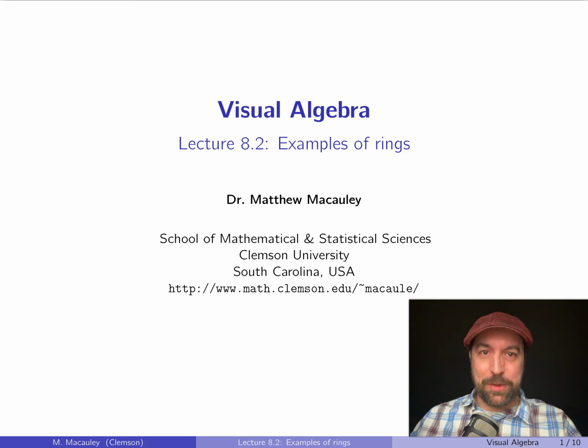Welcome to Visual Algebra Lecture 8.2, Examples of Rings. Though it's well known that there are only two groups of order p squared for any prime p, the fact that there are 11 rings of order p squared is fairly obscure and almost never done in a book or class.